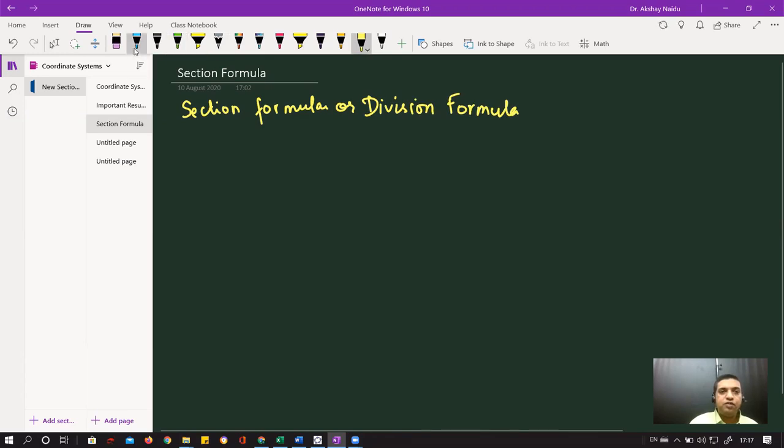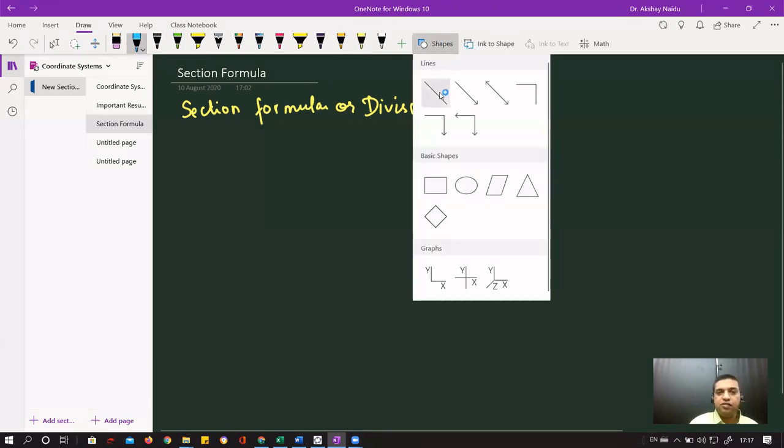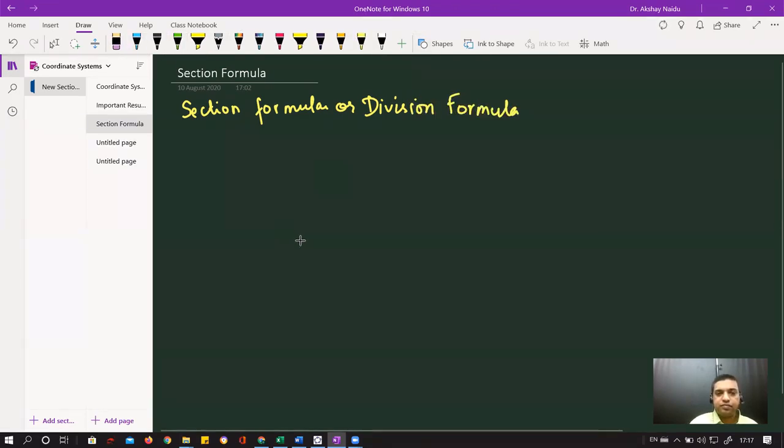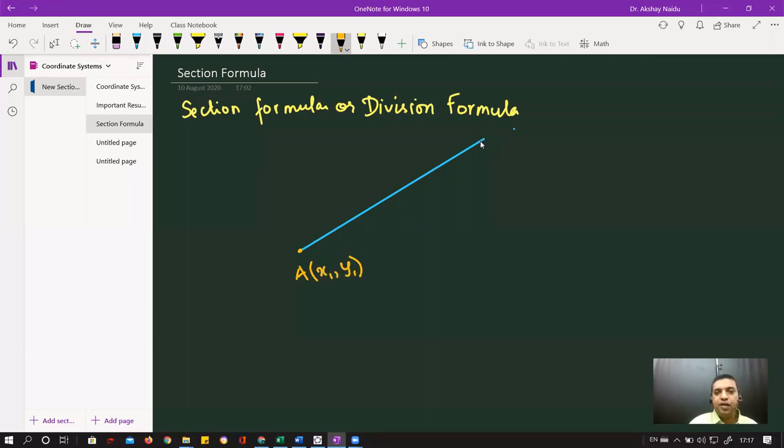Now, suppose we have a line in a Cartesian plane. Now, this line is formed by joining 2 points, A, whose coordinates are x1 comma y1, and B, whose coordinates are x2 comma y2.